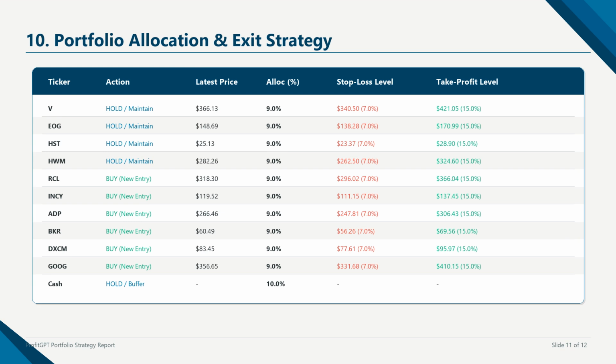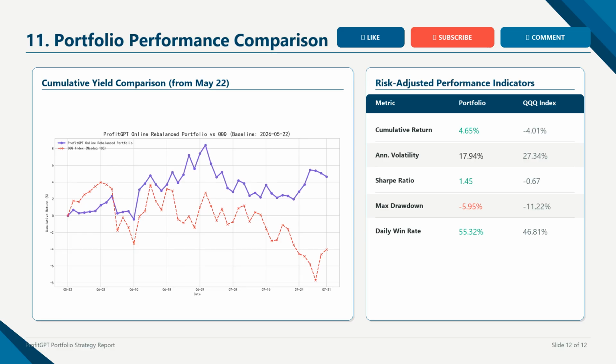Finally, let's review our portfolio performance from May 22 to August 1, 2026. The ProfitGPT Online Rebalanced Portfolio achieved a cumulative return of 4.65%, outperforming the QQQ index, which returned -4.01%, resulting in an active alpha of 8.66%.